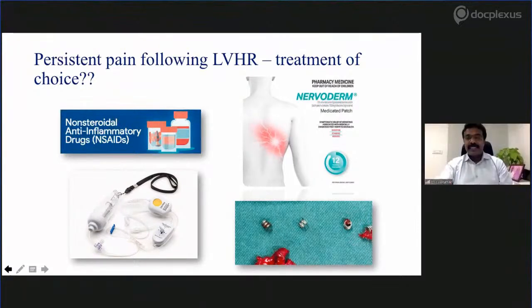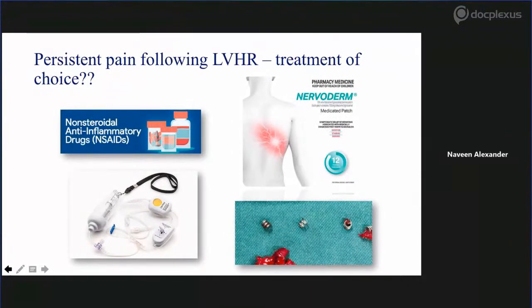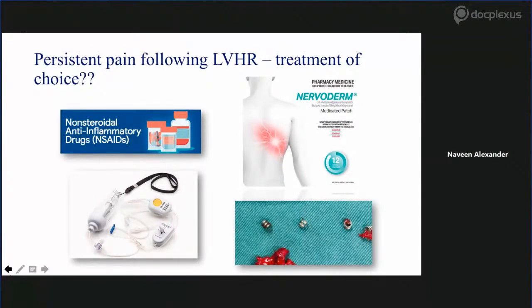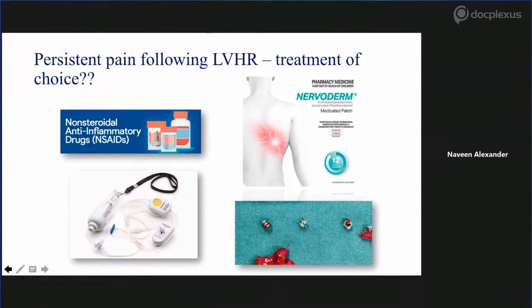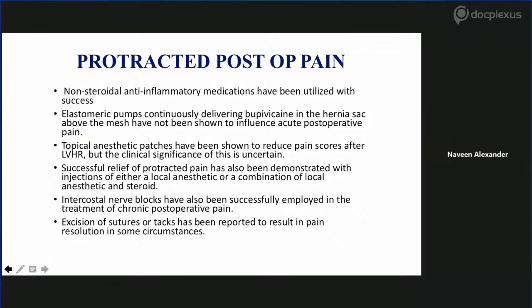See, the main causes for persistent pain are either transfascial sutures or the tacks. So we need to see whether we have used tackers, and to reduce that, what we started using, rather than a permanent tack, is an absorbable tack. At least by the end of one year or so, the tack will be completely absorbed. And for the transfascial sutures, you can do local injections of local anesthetic. Or if the patient has intolerable pain, then you can look for pain management. And very rarely, remove the tack, if the permanent tack is causing the problem.